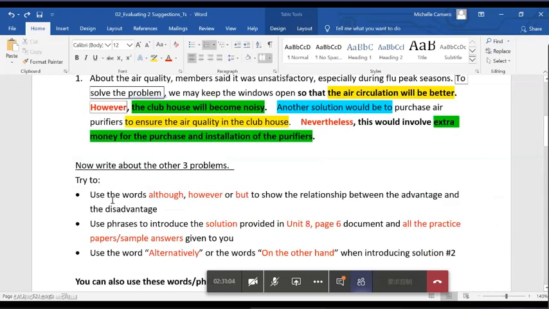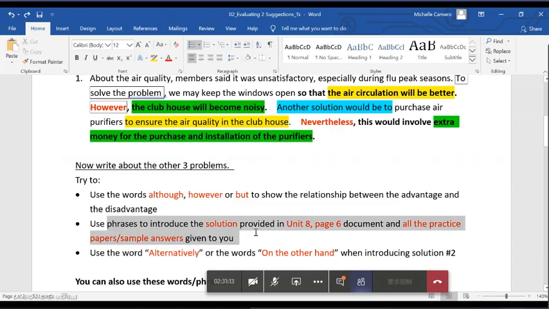It says, try to use the words although, however, or but to show the relationship between the advantage and disadvantage. It also says, use phrases to introduce the solution. You can use words provided in Unit 8, page 6 document, or you can use all the practice papers and sample answers given to you, because I've given you lots of sentence patterns there to introduce the solution.